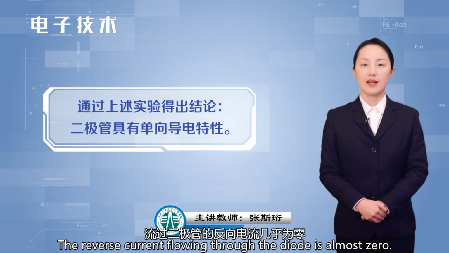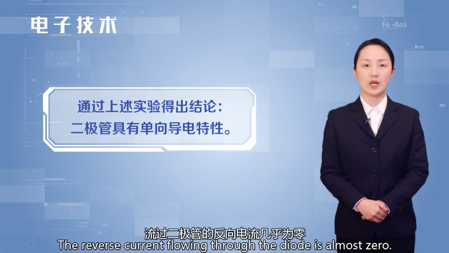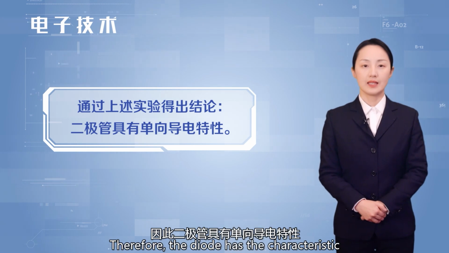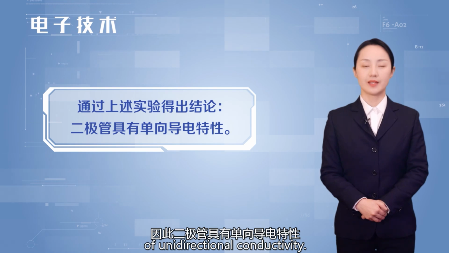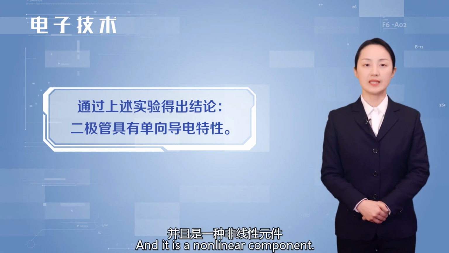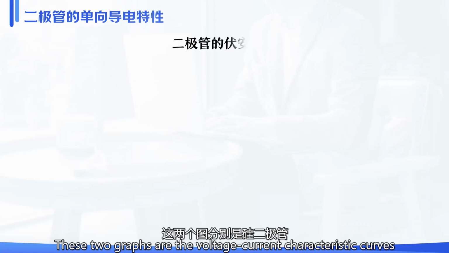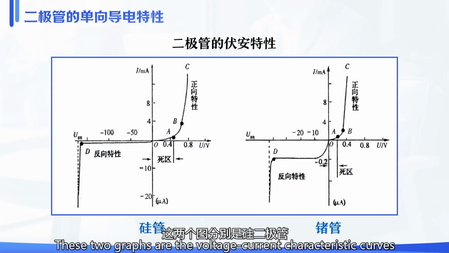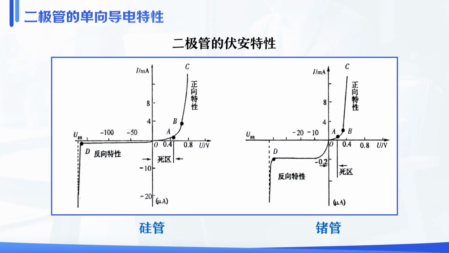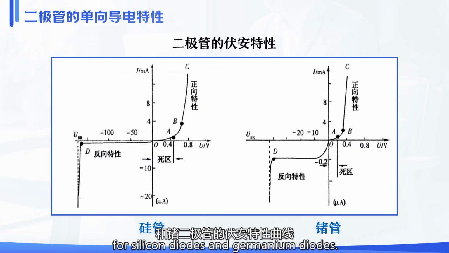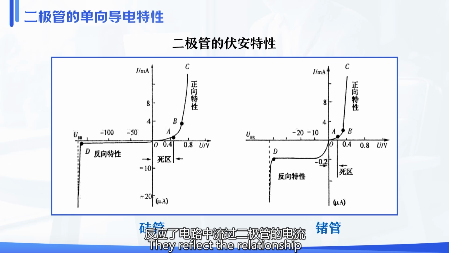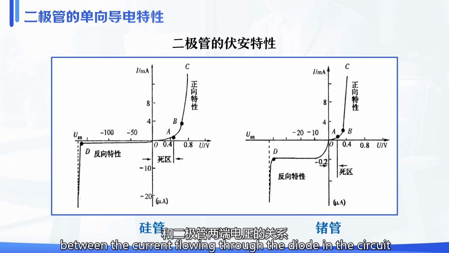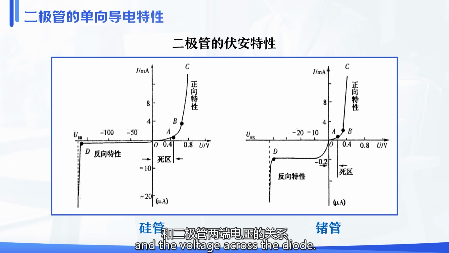The reverse current flowing through the diode is almost zero. Therefore, the diode has the characteristic of unidirectional conductivity, and it is a nonlinear component. These two graphs are the voltage-current characteristic curves for silicon diodes and germanium diodes. They reflect the relationship between the current flowing through the diode in the circuit and the voltage across the diode.